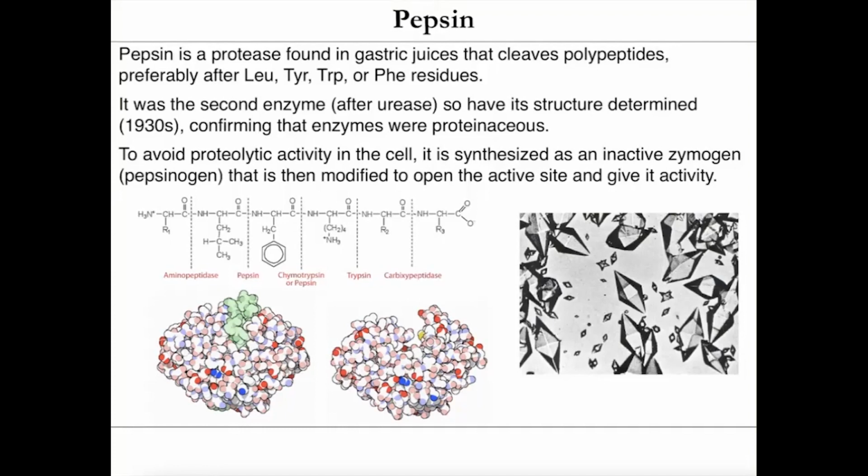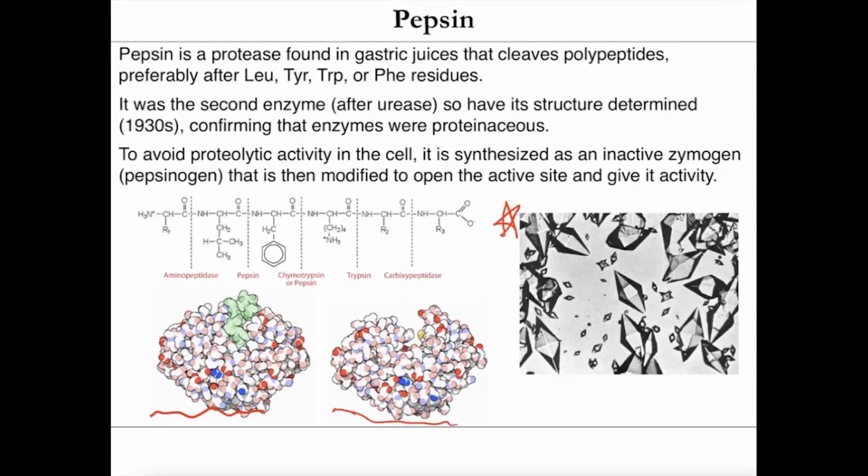So it was the second enzyme after urease to have its structure determined way back in the 1930s. And that was a really important research because it confirmed that enzymatic activity was caused by proteins. And so here's a picture of the protein crystals from way back when that were made of pepsin in the 1930s. Now, we're just going to look at one feature of pepsin. So here's the structure of pepsin. We'll look at it a little bit closer in a second.